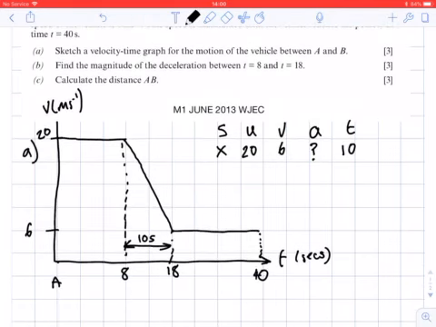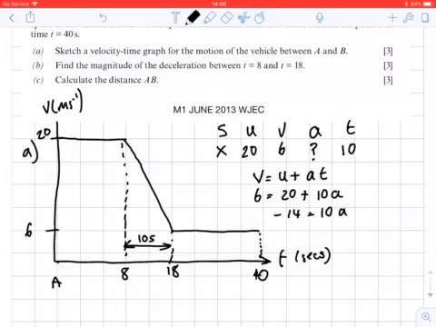Now, obviously, we've got V, U, A, and T. You should be getting used to this by now. V equals U plus AT. So 6 is equal to 20 plus 10A. And obviously, rearranging, minus 14 is 10A. So minus 1.4 is A.